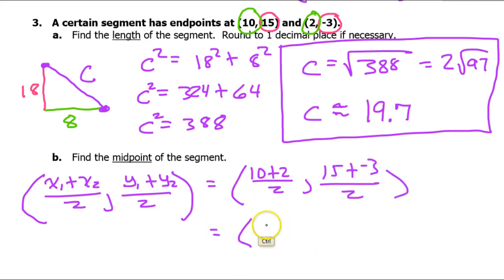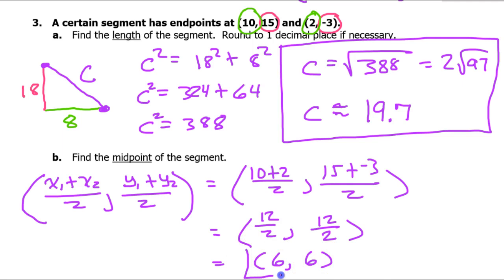So what happens? This is going to be 12 divided by 2. And 15 plus negative 3, that's just 15 minus 3, really. So that's also going to be 12 divided by 2. So that's going to give me 6, 6. So that would be the midpoint of these two ordered pairs, the midpoint of the segment.